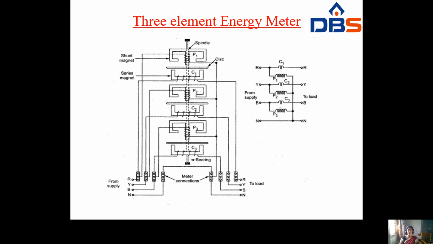Up to now in this unit we have discussed the measurement of power and energy: how you can measure the power value and how you can measure the energy value, in both cases of single phase and three phase.